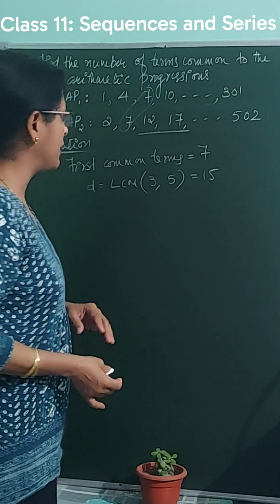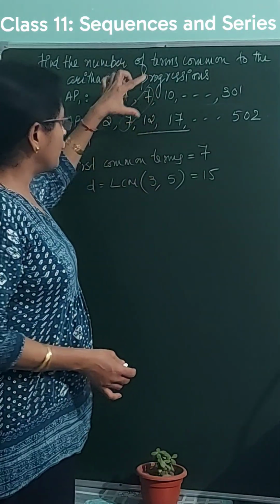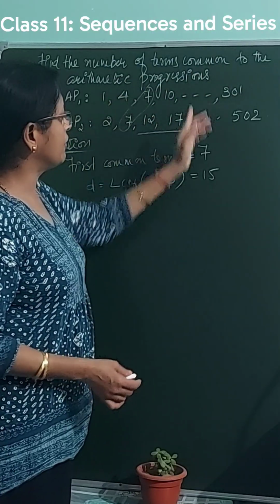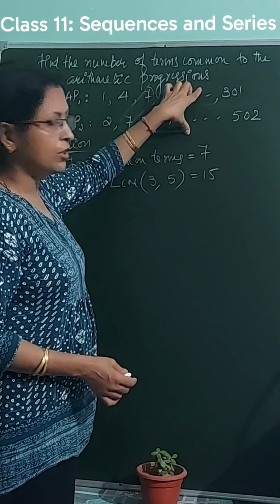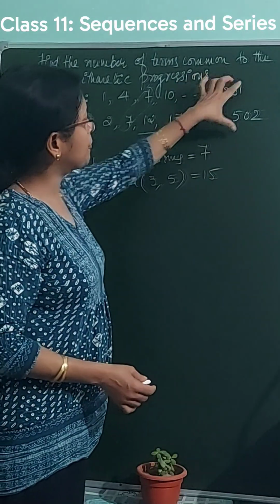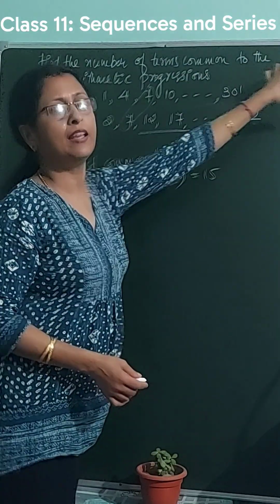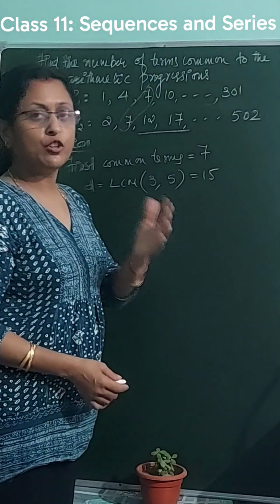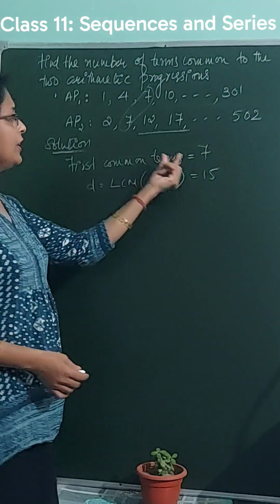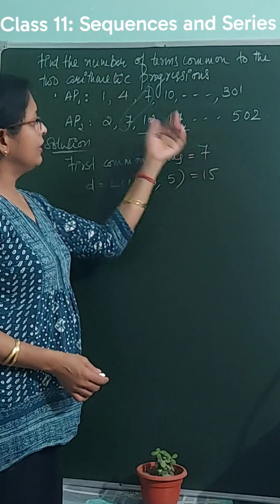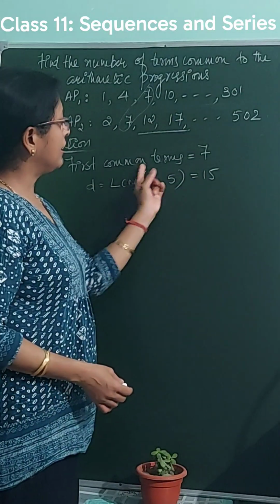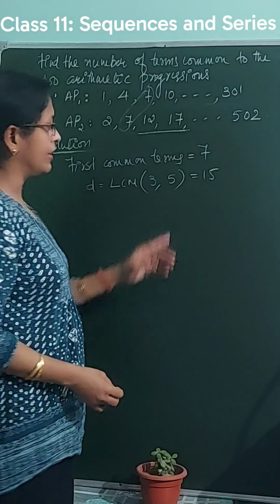What I am trying to explain is that if we want to find the common terms of these two APs, the first one is 7, the next one will be 7 plus 15, that is 22. And the next one will be 22 plus 15, and the next one will again add 15. So how many terms are there? We want to find that. So we have a new series of 7, then 22 and so on. In that series, how many terms will be there?